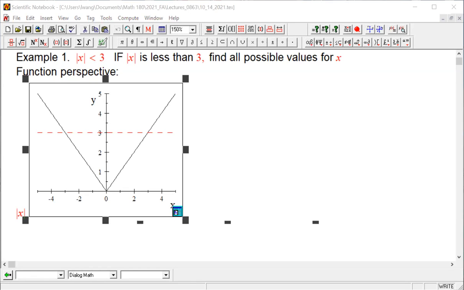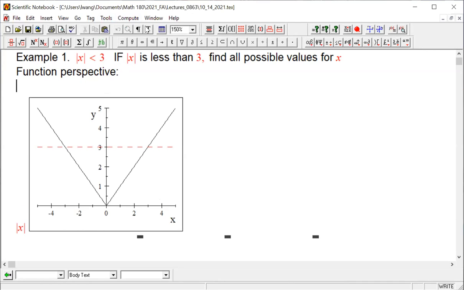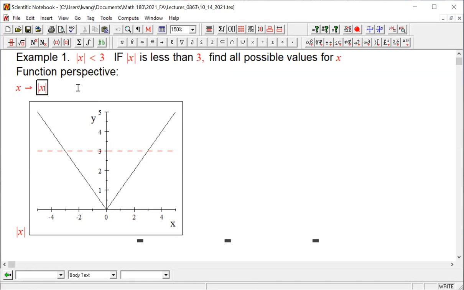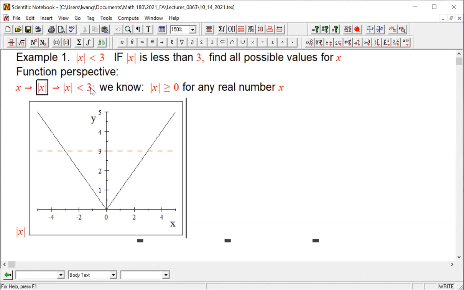What it means is you're going to find all the inputs. Your inputs given to this function produce an output, but the output has to be less than 3. And we know the output is already at least 0, because we already know the absolute value is greater than or equal to 0 for any real number x. So basically you want to identify all the inputs so that the output is between 0 and 3, not including 3.